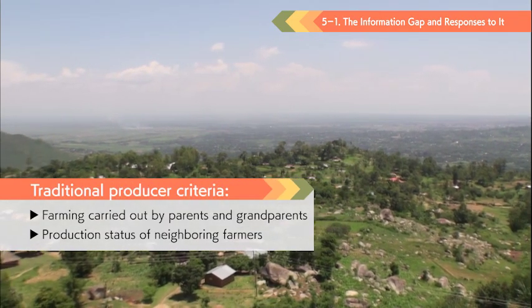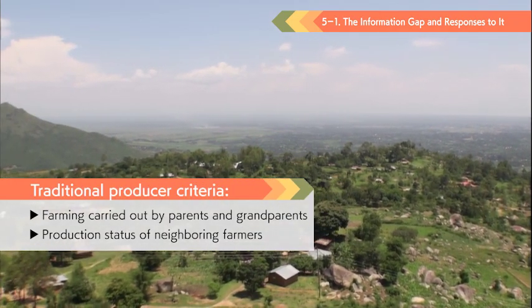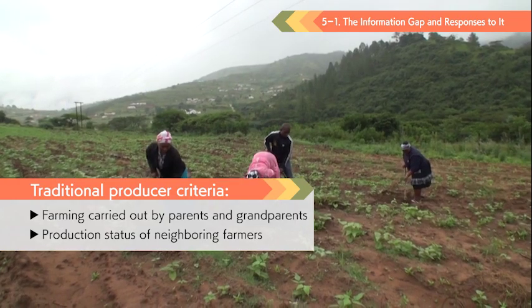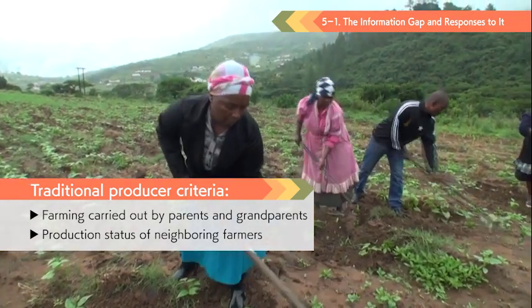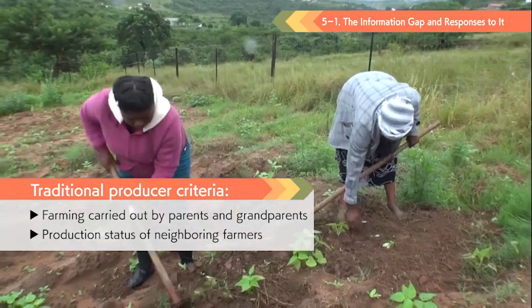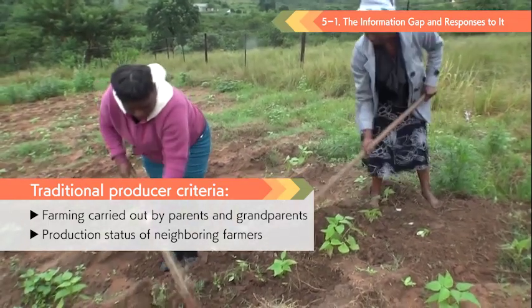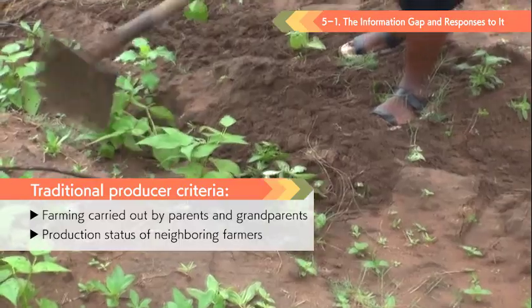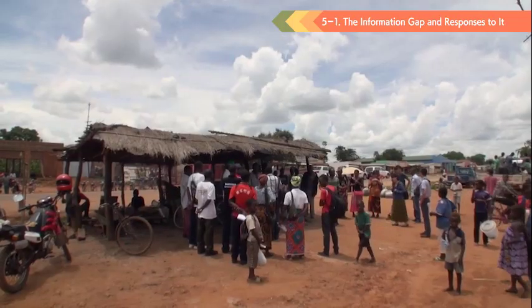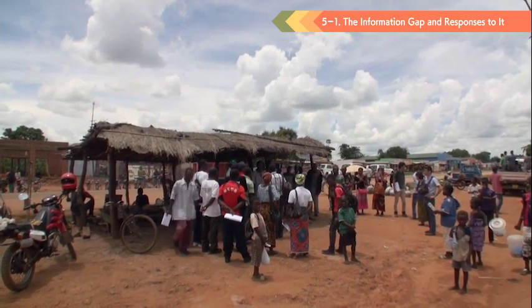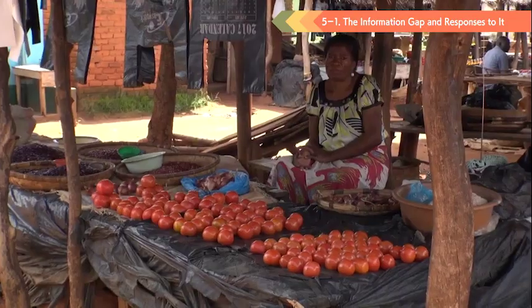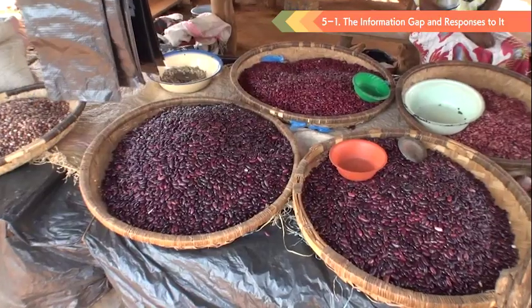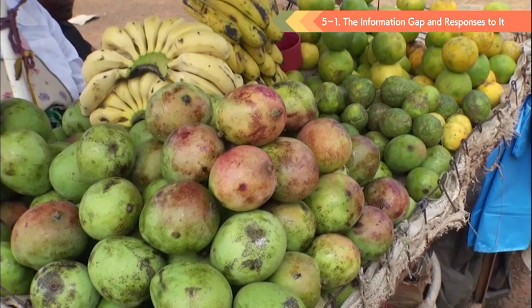Traditionally, in most villages in developing countries, the criteria for what farmers grow is based on 2 sources of information: the farming carried out by parents and grandparents, and the production status of neighboring farmers. The problem here is that while market needs are actually subject to dynamic change, the information possessed by the producer is limited to past history.